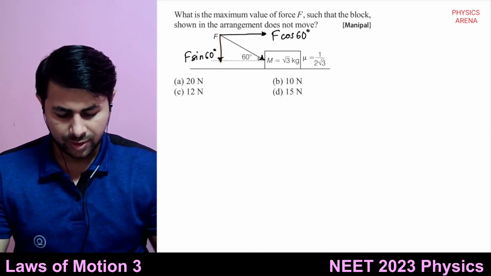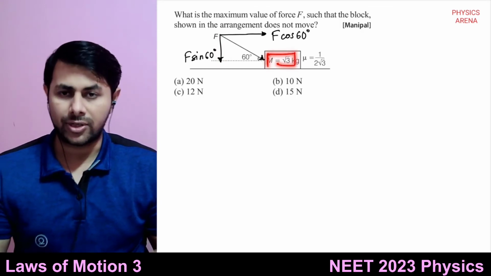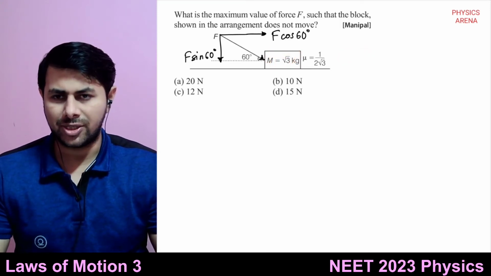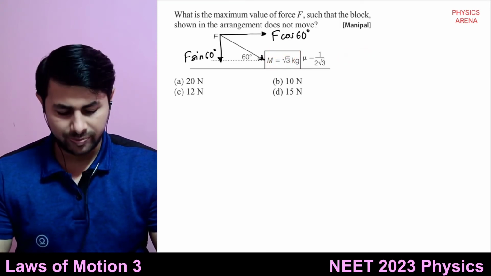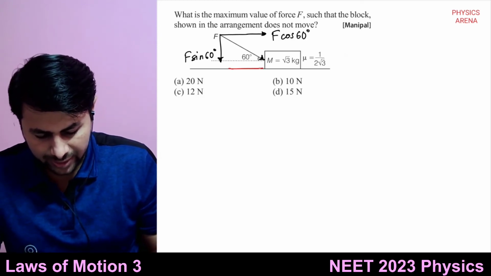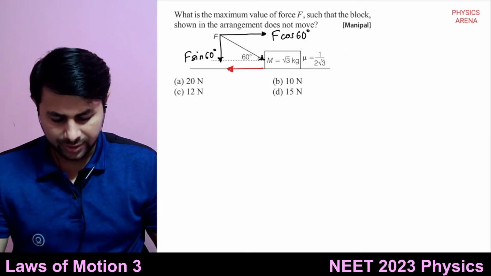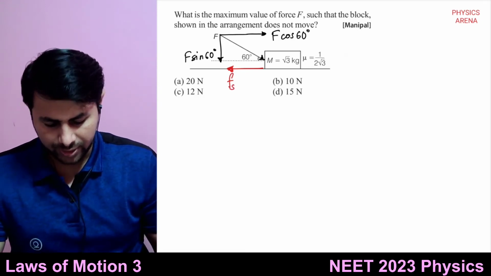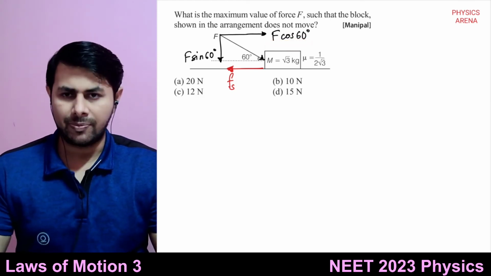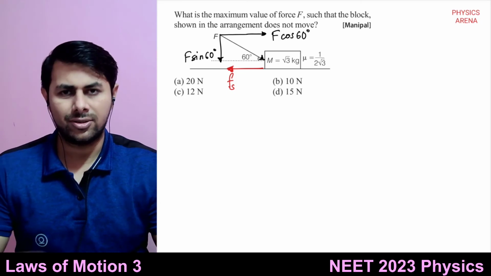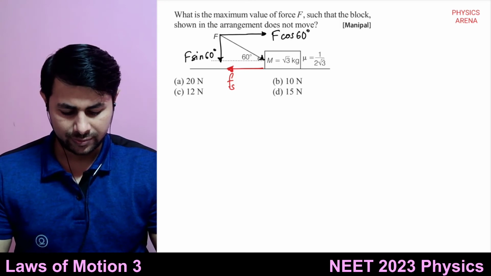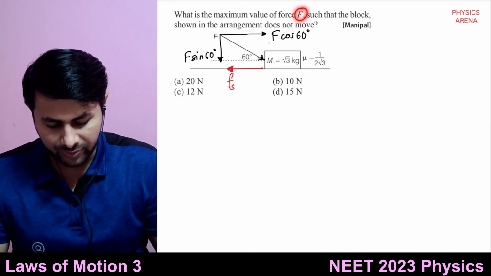Now, since this force is trying to move the block towards right, what will be the direction of frictional force? Frictional force will act towards left, right? And since the block doesn't move, the frictional force is equal to what? It is Fs cos 60 degrees. The two forces are balanced, so the block doesn't move. And we want to find out the maximum value of this F.